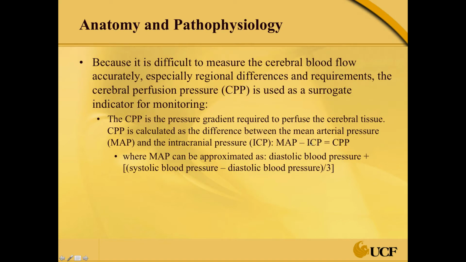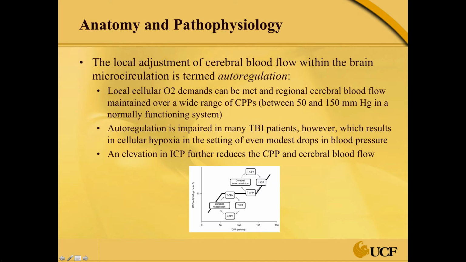Remember, the normal ICP is between 0 to 15 millimeters of mercury. The local adjustment of cerebral blood flow within the brain, microcirculation, we call that autoregulation. Local cellular O2 demands can be met and regional cerebral blood flow maintained over a wide range of CPP, all the way up to 150 in a normal functioning system.